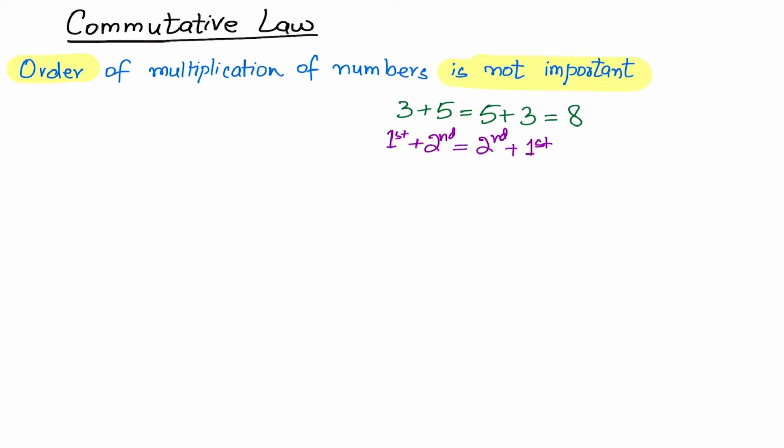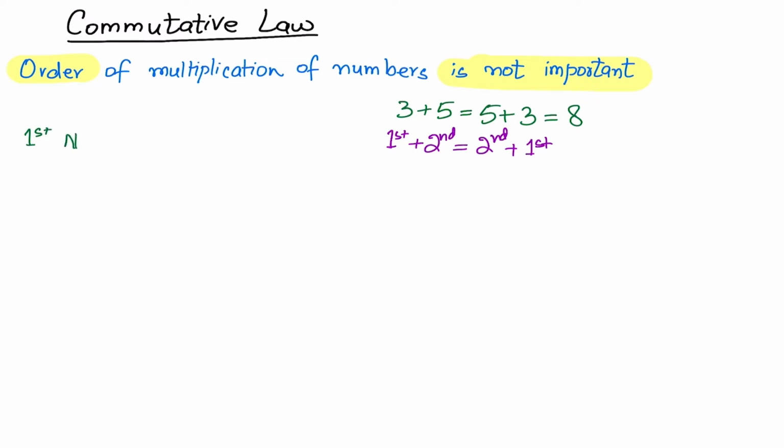That means the first number plus the second number is equal to second number plus the first number. It did not matter how you added the numbers. Here you added 3 plus 5 and here you did 5 plus 3. Both produced the same result. Similarly, in multiplication, the order of multiplication of numbers is not important. Let's look at an example. Let's consider the multiplication of two numbers.